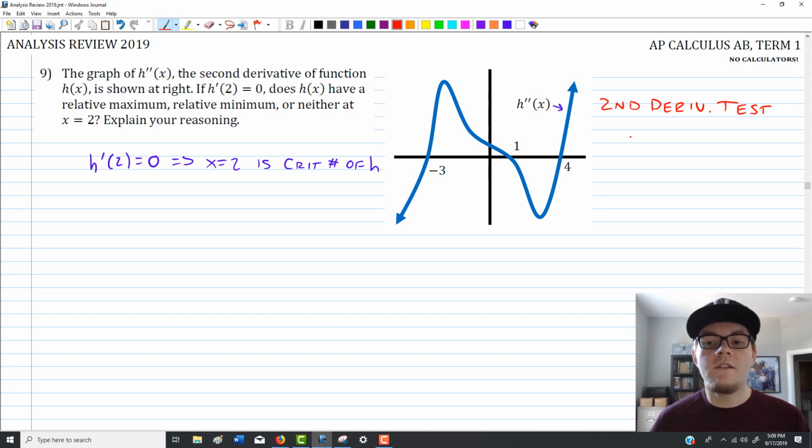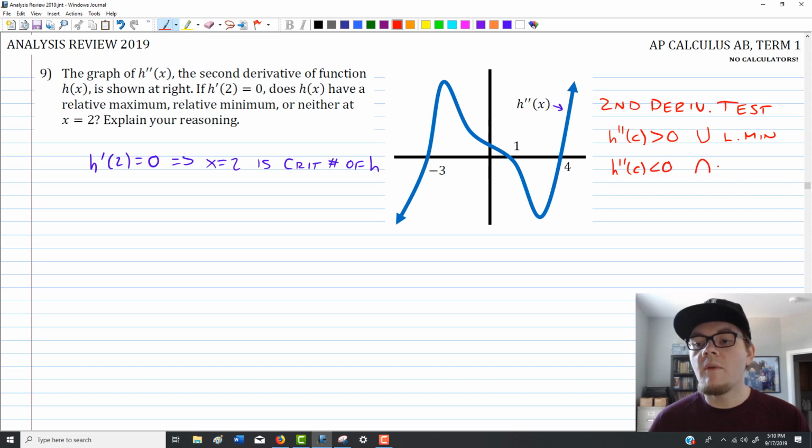So the second derivative test says, basically you can use the sign of h double prime. If h double prime of the critical number is positive, then of course that means we're looking at a concave up situation, which means that we have a local minimum. On the flip side, if the second derivative is negative, that means that we have a local maximum.